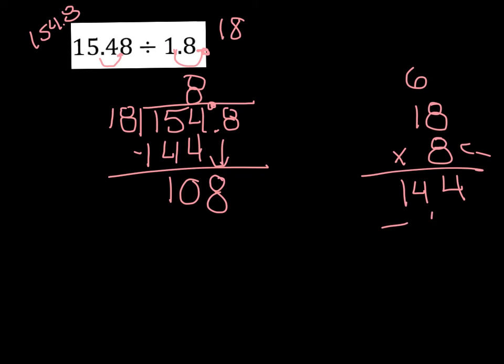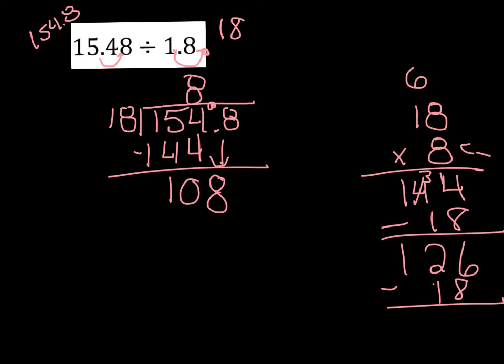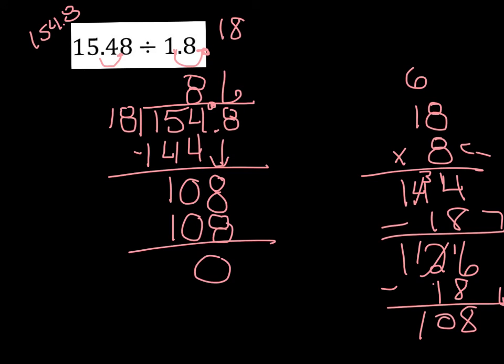What you could also do is subtract 18. So if I subtract 18, this would give me 126. So I know 7 is still too much. So then if I subtract 18 again, I will actually get the 108. So this was 7, this would be 6. So that means 6 times 18 would give me 108. So my answer would be 8 and 6/10.